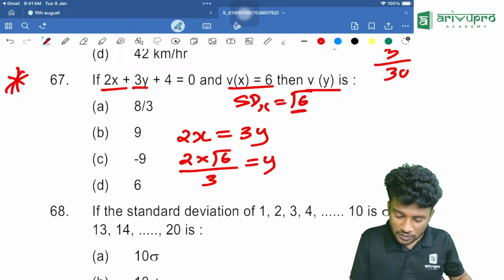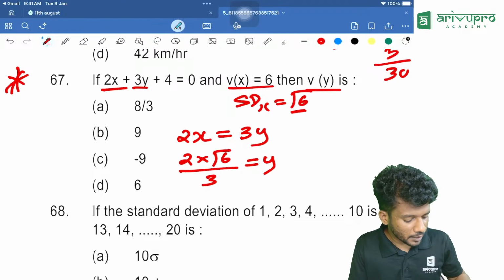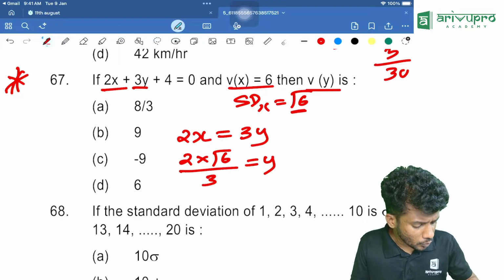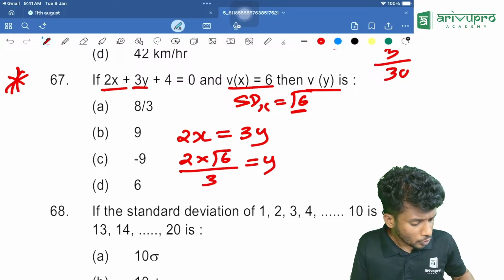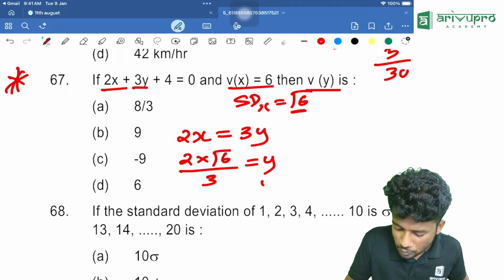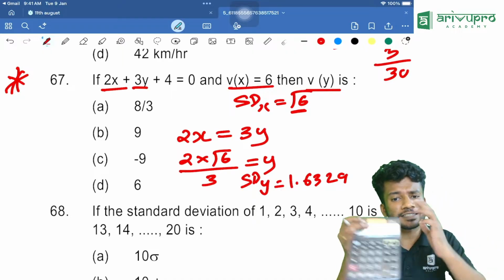You tell me, root 6 into 2 by 3 is how much? Root 6 into 2 divided by 3 is equal to 1.63. That means the standard deviation of y is equal to 1.6329. Something is there on your calculator. Just let it be there.